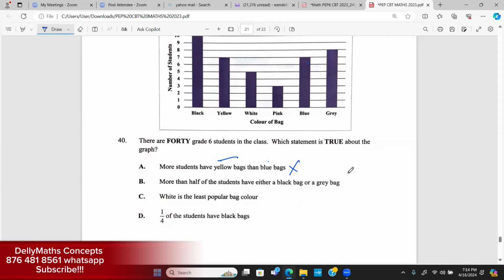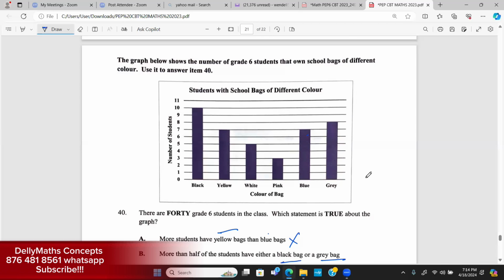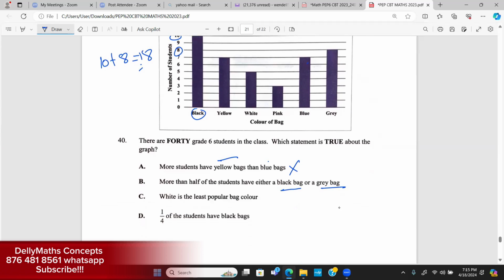More than half of the students have either black or gray. So let's go for black or gray. Black, 10. So black is 10 right here. And gray is 8. So 10 and 8, that's 18. And that's not more than half because it's 40. So this is less than half. So this is also incorrect.